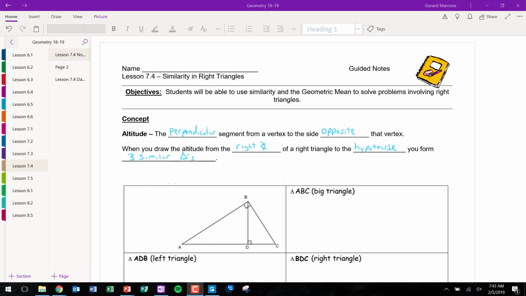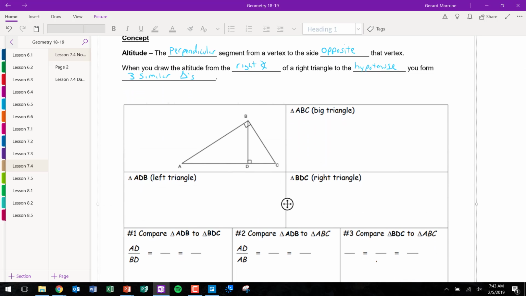If we do that in a right triangle, if we start at the right angle like you're seeing down here, and drop straight down to the hypotenuse, we actually form three similar triangles. And I'm going to do a quick proof of that as we go. What I'm going to do is draw out my three triangles.